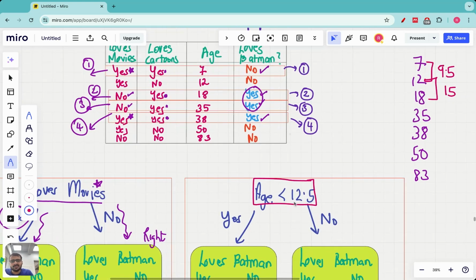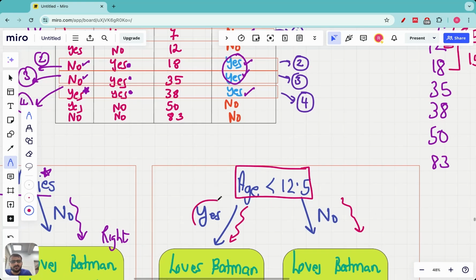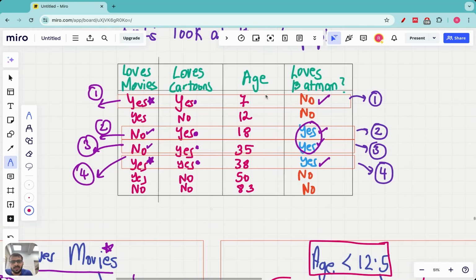So if you ask the question age less than 12.5, right? And let's look at the yes and the no category. First, let's look at the yes. So let me go here again. Age less than 12.5, it means there is only this first person. And let's see if they love Batman or not. So first, let me rub some of these things here.